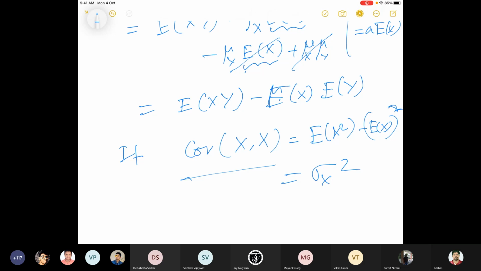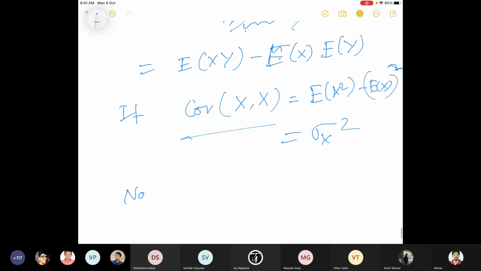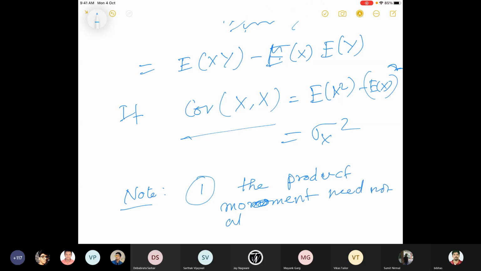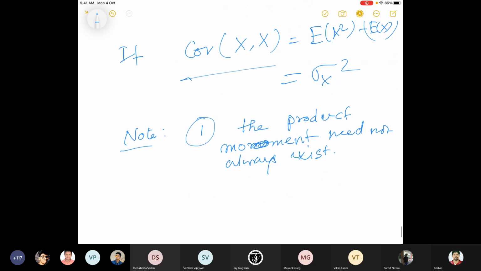By the way, things to note: first, the product moment need not always exist. The way we said the expected value need not always exist, we talked about the Cauchy distribution, for example. So the product moment need not always exist, meaning it need not be finite.